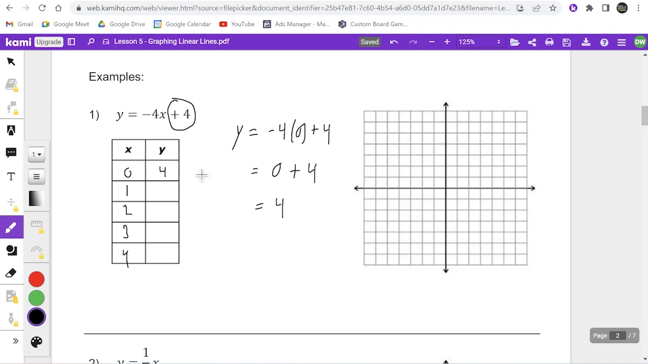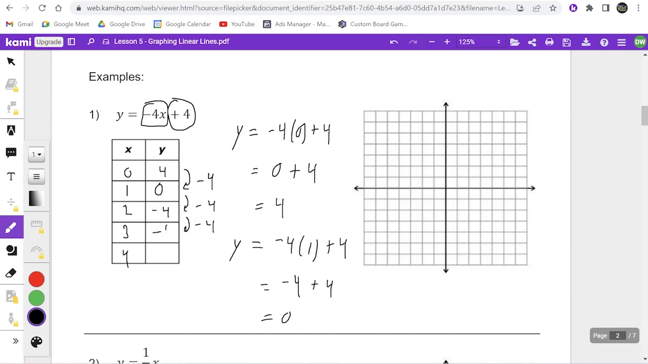Okay, now for the next point. Like we said with the pattern, I'm guessing it's going to be -4 each time. Why? Because it's -4x. It's always the thing in front of the x. But just to prove it real quick, let's say I actually plug in 1. Y equals -4 times 1 plus 4. That would be -4 plus 4, which is 0. And it looks like it does follow the pattern because 4 minus 4 is 0. As a matter of fact, I bet the next point will be another -4, which puts us at -4. Then another -4, which puts us at -8. And then one more -4, which puts us to -12.